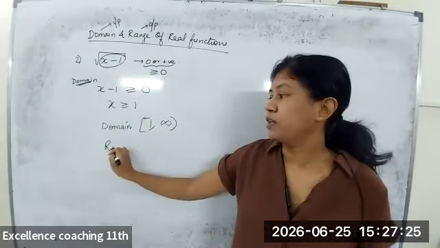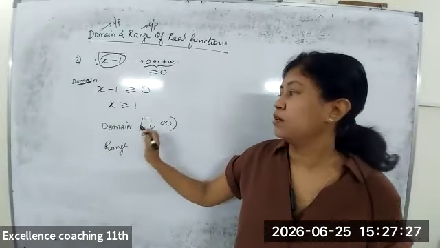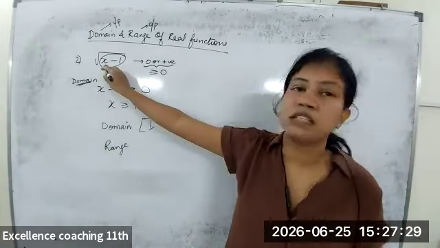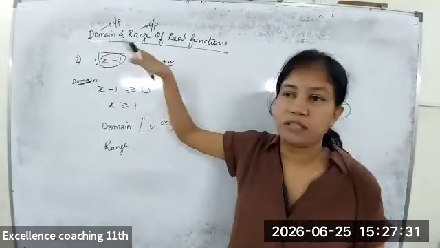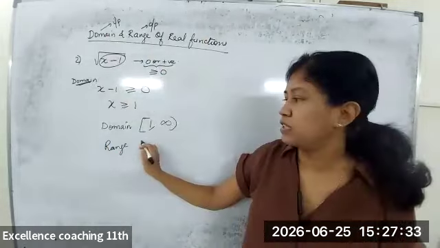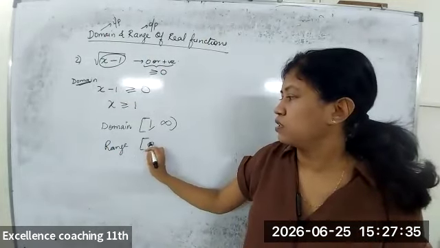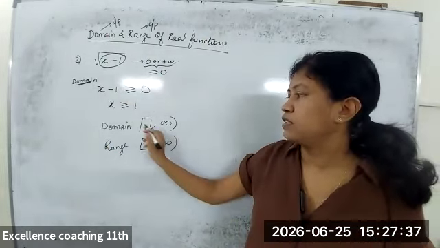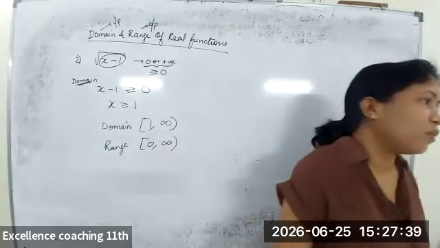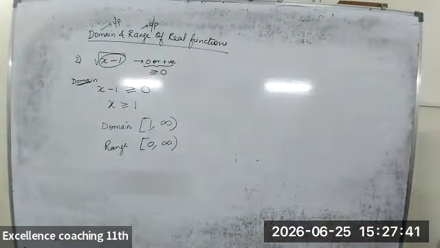Now the range. What will be our first output? If I put 1, I get 0, then 1.1 gives something like 0.1, and so on. So your answers are starting from 0, and if this is a square bracket, this also will be a square bracket. It will start from 0 and it will keep on going.